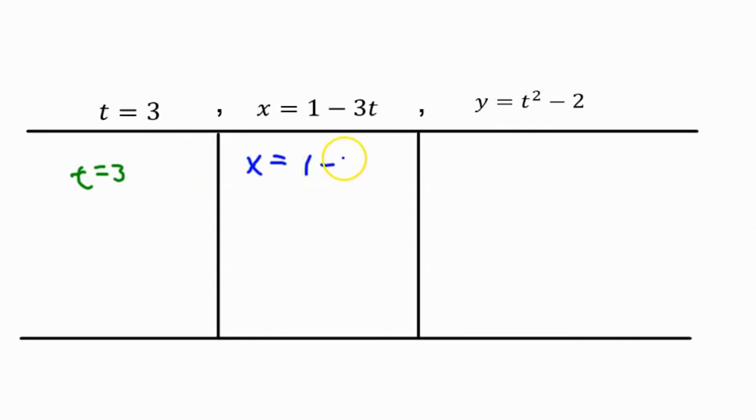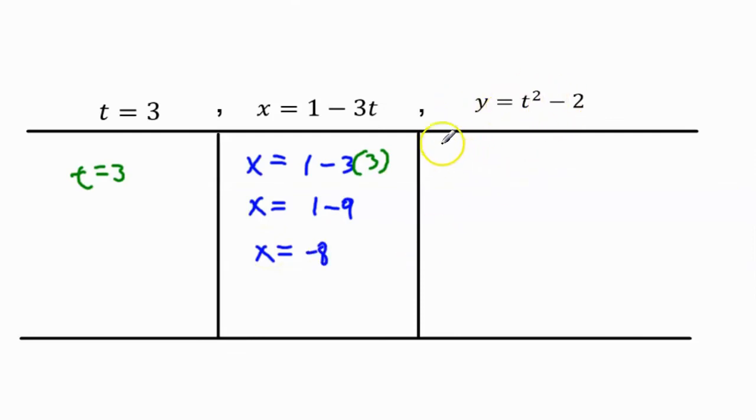So it's x equals 1 minus 3 times, instead of t, remember we have 3, so it'll be 3 times 3. 3 times 3 is 9, so this is basically the same as x equals 1 minus 9. And if we subtract that, 1 minus 9 gives us a negative 8.